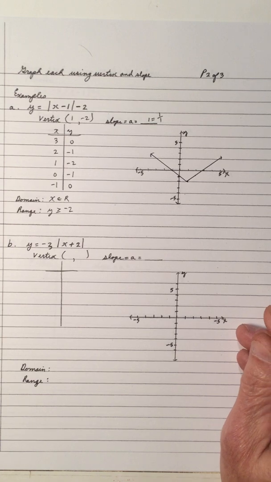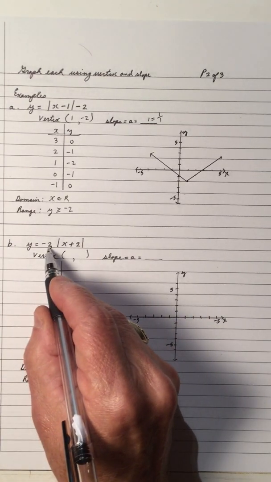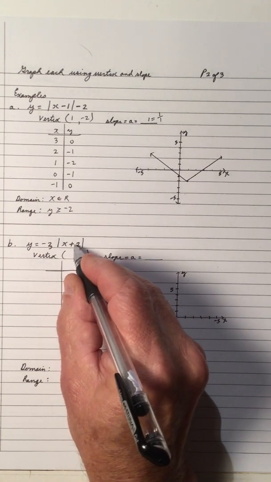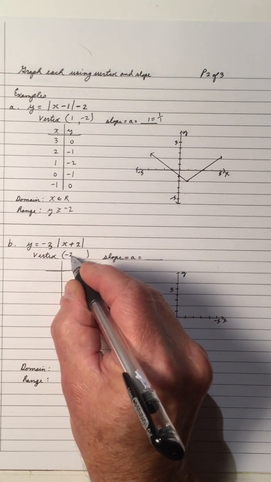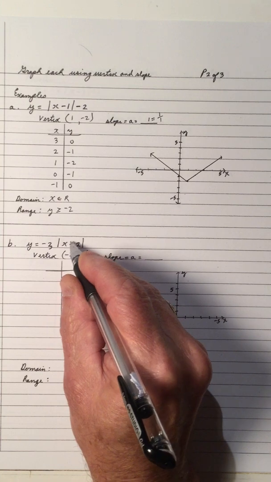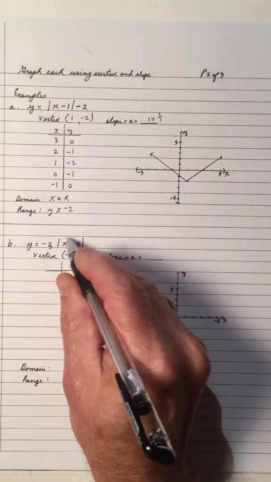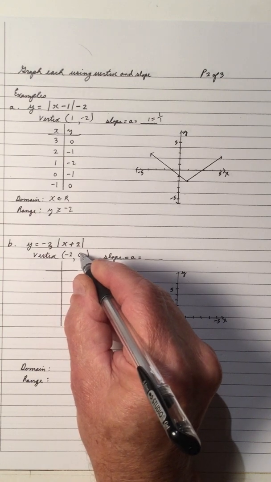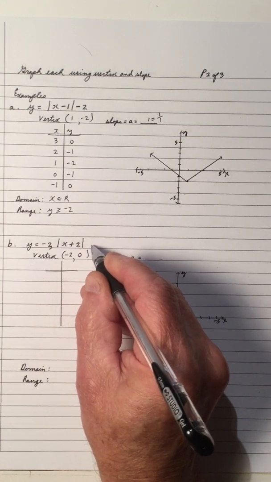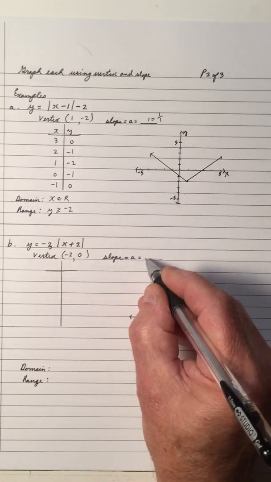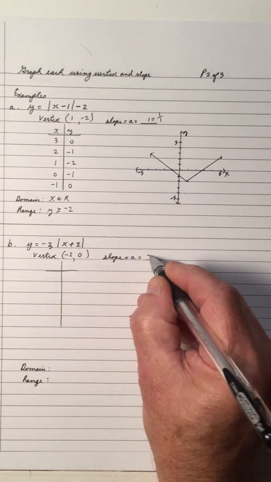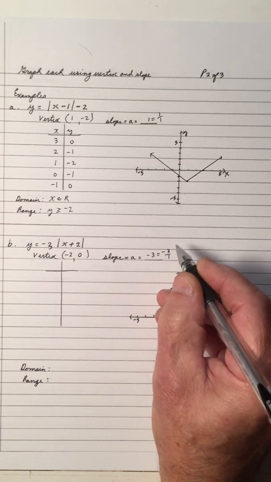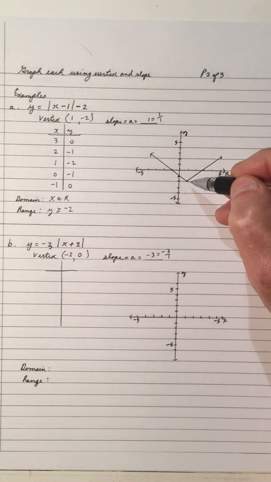Okay, let's do another example. We have the equation y equals negative 3 times the absolute value of x plus 2. The vertex: the opposite of plus 2 is minus 2. When you put a negative 2 in the equation, that gives you 0, and negative 3 times 0 is 0, so y is 0. There's no number on the end. The slope, the a value, is negative 3. That's understood to be negative 3 over 1. And let's get back to the slope right here.